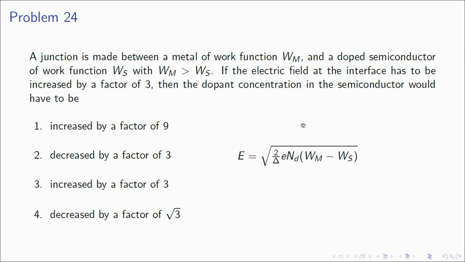So if you just remember the formula, the formula for the electric field is given by this. Here e is the electronic charge and N_D is the dopant concentration, etc. From there, if you remember that the electric field goes as the square root of the dopant concentration, you get the answer. So if you want to increase the electric field 3 times, the concentration has to increase 9 times. So this option 1 is the right one.